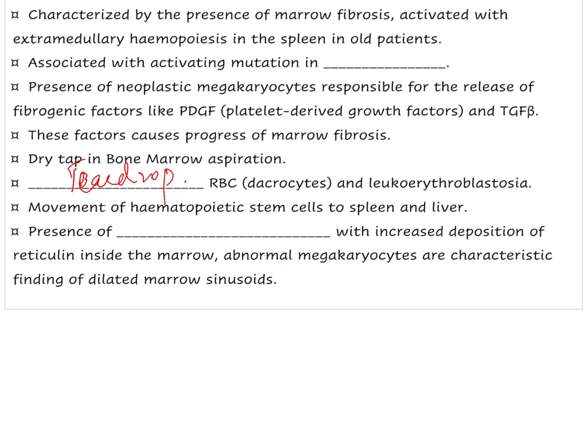There is presence of hypocellularity, decreased cells with increased deposition of reticulin inside the marrow, abnormal megakaryocytes, and the characteristic finding of dilated marrow sinusoids. With this, the chapter is over and the whole of white blood cells is over.